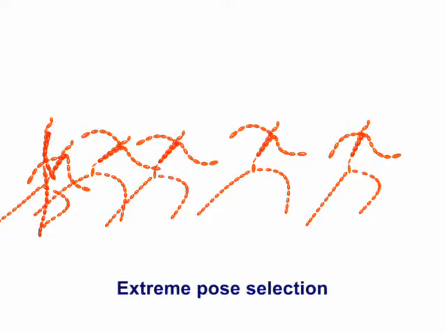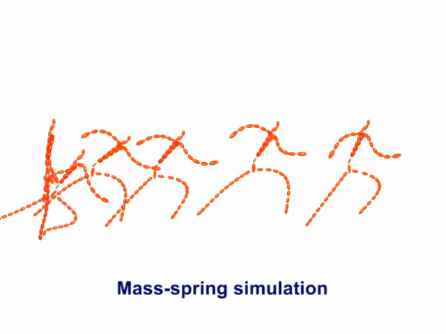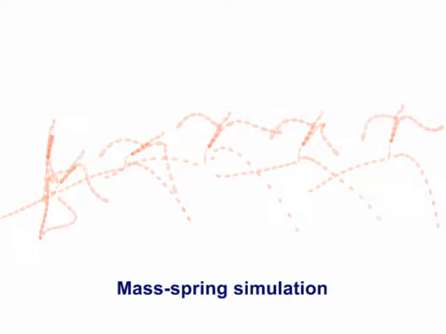To generate a follow-through effect from an exaggerated motion, we select the extreme poses of a given motion manually, and use the mass spring simulation from the start time of each extreme pose to the midpoint between two extreme poses. The simulated motions are then blended with the exaggeration motion.